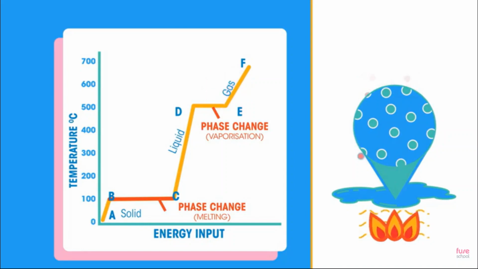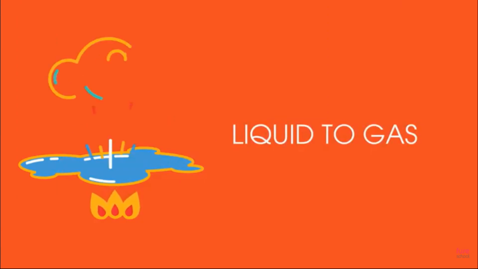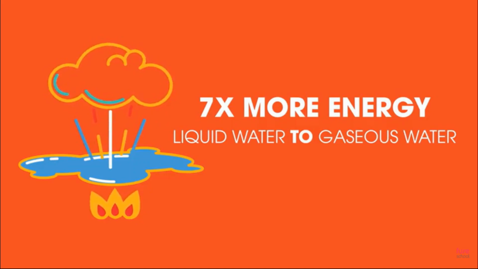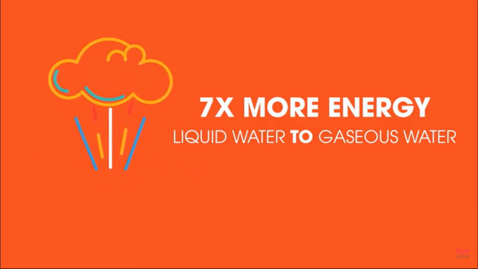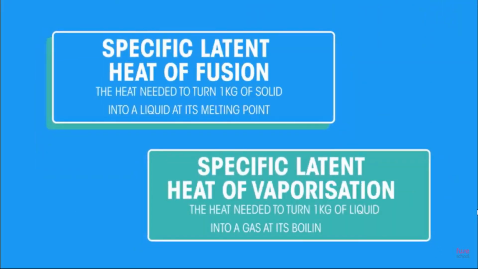So breaking bonds is why the temperature does not rise or fall when a substance undergoes a state change. Remember I said earlier that it may take a different amount of heat energy to change a solid into a liquid than to change a liquid into a gas? For example, it takes 7 times more energy to turn liquid water into gaseous water than it does to melt ice into liquid water. This means a substance can have 2 specific latent heats.